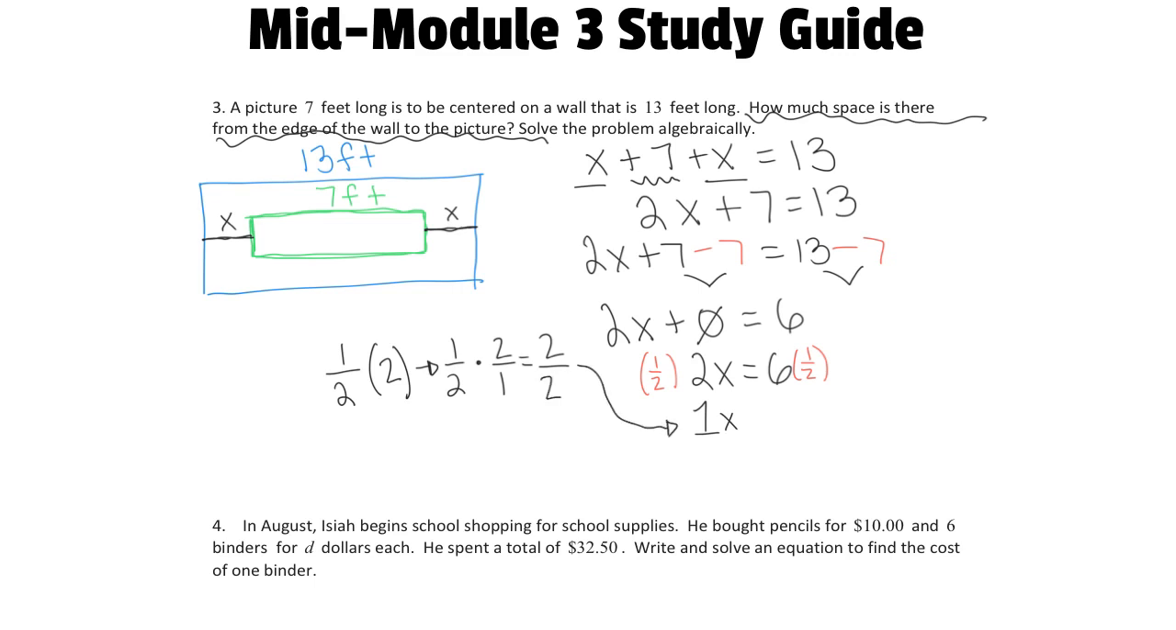Now I have 1x equals 6 times 1/2. When I get 6 times 1/2, I get 6 over 2. Now to find the value for x, I need to know 6 divided by 2. 6 divided by 2 is going to give me 3. So how much space is there from the edge of the wall to the picture? Well, there is going to be 3 feet. So again, here, there's 3 feet in both spaces.